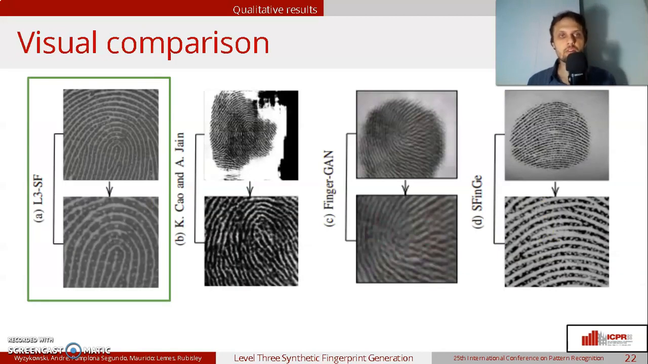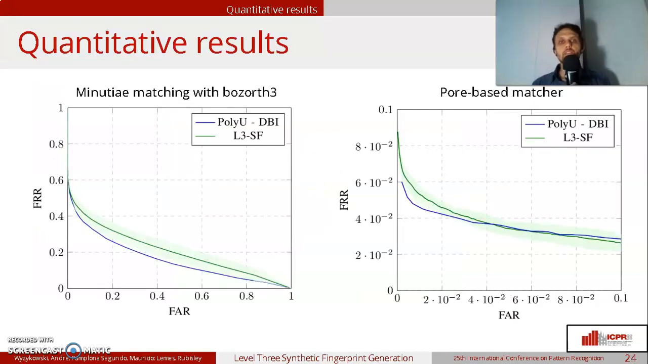We also compared our results with other methods, and the result was that our method is the new state of the art. For the quantitative results, the objective of our experiment was to see if both the real fingerprints and our synthetic fingerprints had similar behavior in minutia matching and pore matching. We performed the minutia matching, and we can see here on the left that both have similar results, and also here on the right a similar result in the pore based matcher.